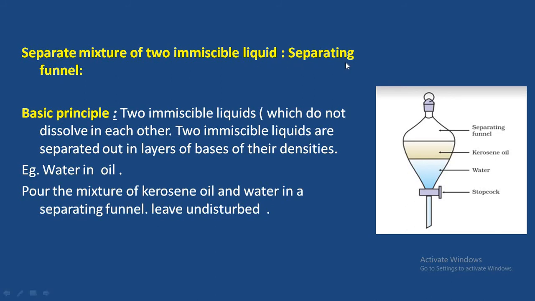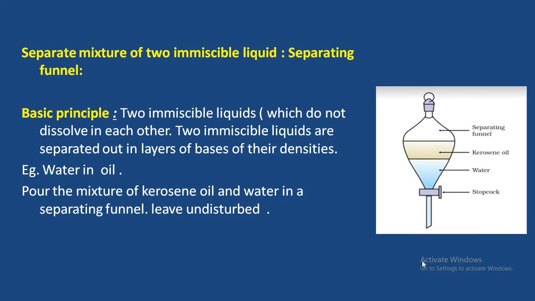And how can they be separated? They can be separated by the separating funnel. Two immiscible liquids can be separated by a separating funnel. Here is the separating funnel. It is closed at the top, and it is divided into three parts. The first one is the separating funnel, where it separates the mixture of two liquids.